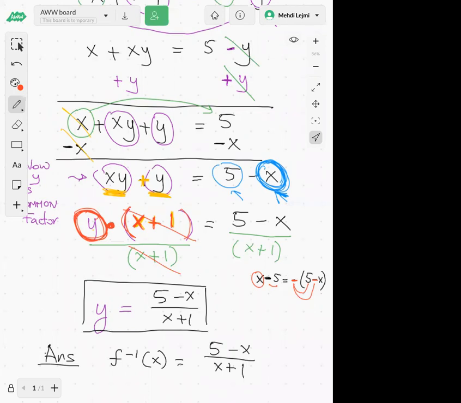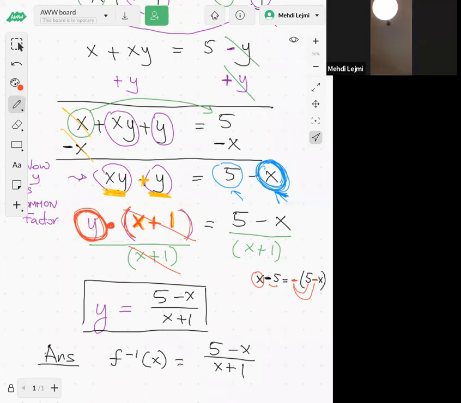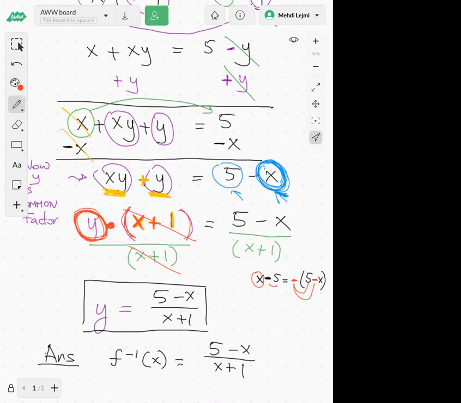Do you want me to give you a similar problem? This one is kind of tricky, and it's probably going to be in the test, because the inverse functions are going to be in the test. I think I should give you a similar problem because it's really important that you know how to solve such an equation, right?